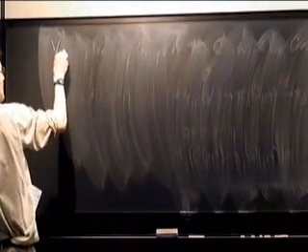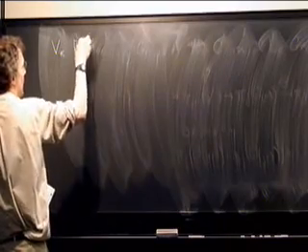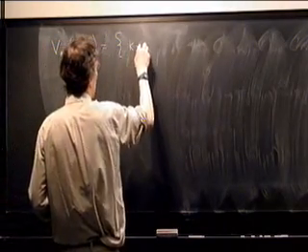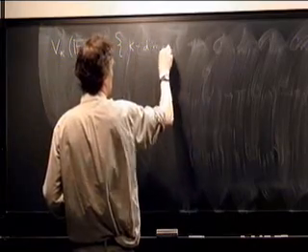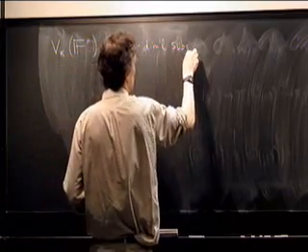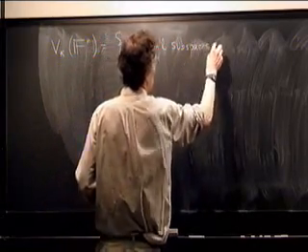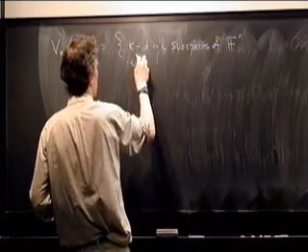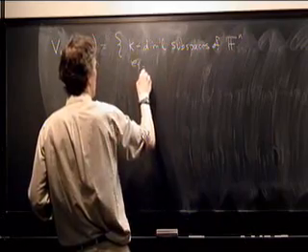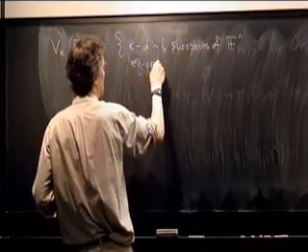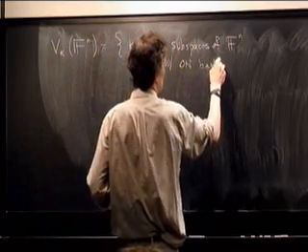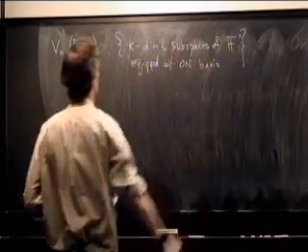So remember, let me remind you that Vk of Fn is equal to the space of all k-dimensional subspaces of Fn equipped with an orthonormal basis. All right?